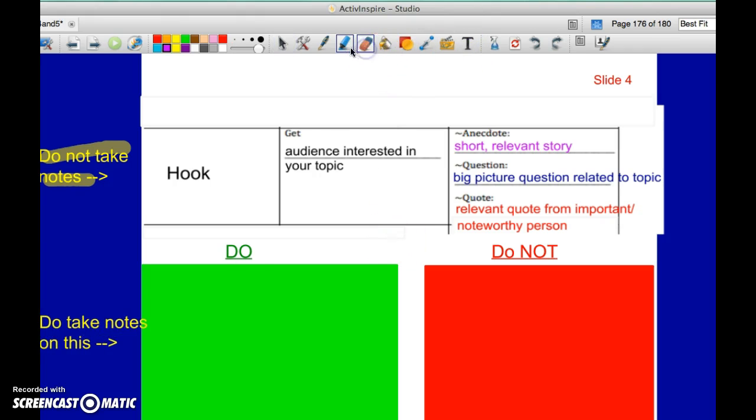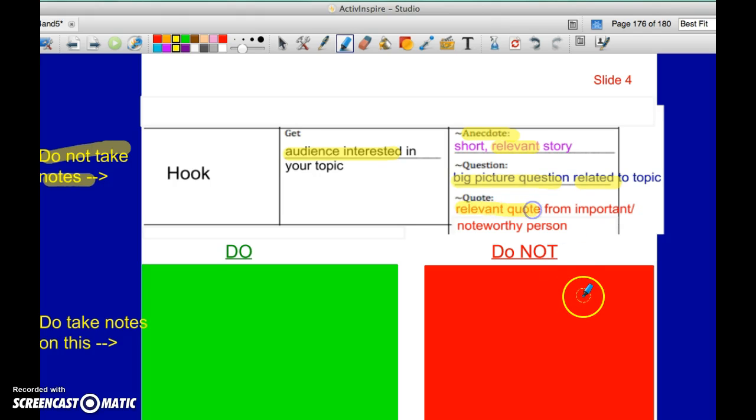So the ultimate purpose of a hook, again, is to get the audience interested. There are 3 main strategies that we teach for a hook. The first is an anecdote, which is telling a short, relevant story that's related to your topic. The second is a question, asking a big picture question, again, that's relevant to your topic. And the third is a quote, in which you state the direct words from an important or noteworthy person that, again, is relevant.